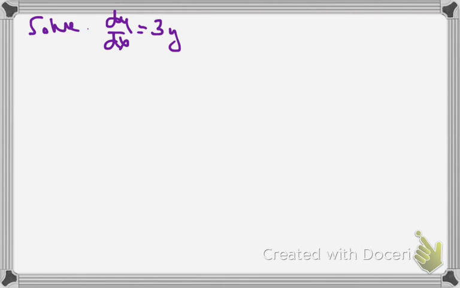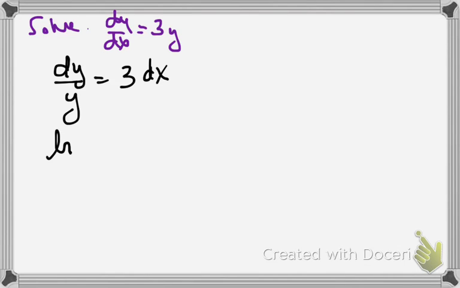Last example here, again, separation. I'm going to divide the y this time. I'll move the dx over 2, so I'll have dy over y. I'll keep the 3 here on this side, and I'm going to move the dx here. This now would be a natural log of y, and here we would have 3x plus c.